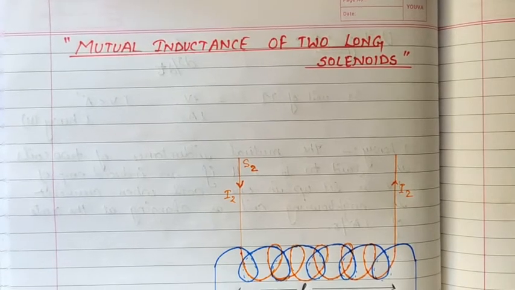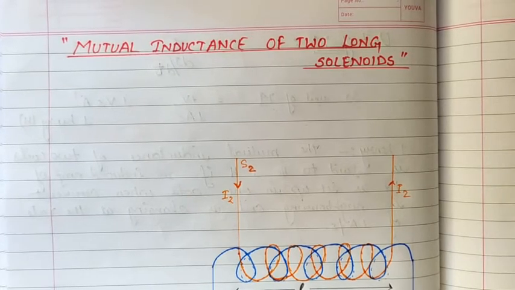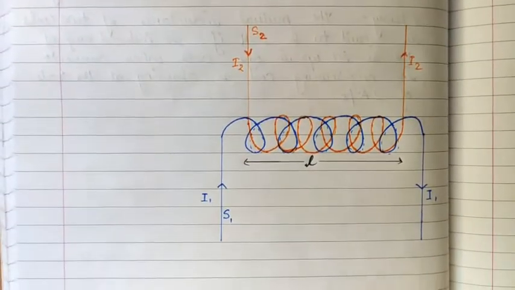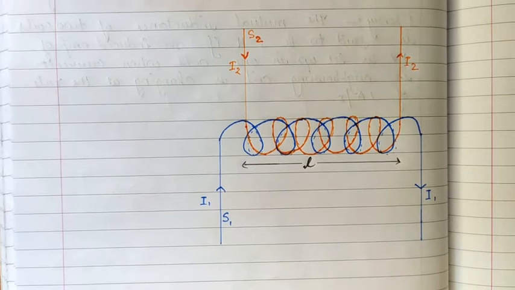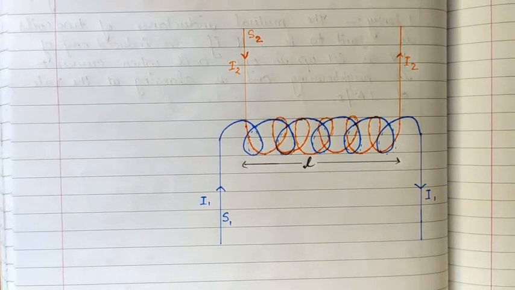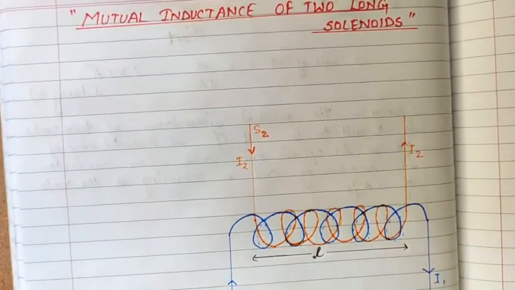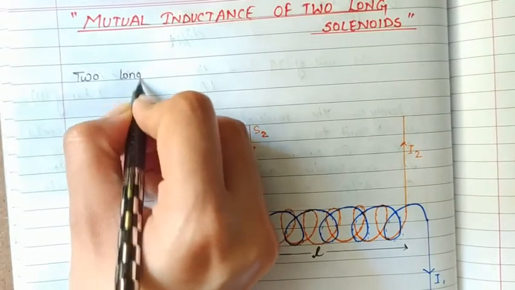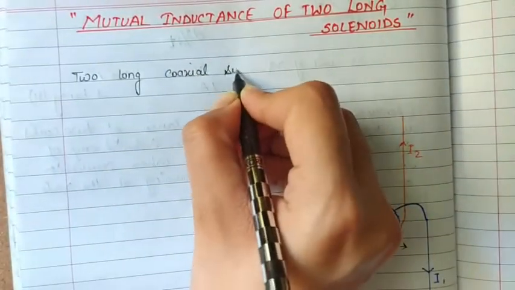First we will start with the expression for the mutual inductance of two long coaxial solenoids. So we are taking two solenoids S1 and S2. These are two long solenoids of length L, and these solenoids are coaxial. So what we have is two long coaxial solenoids.